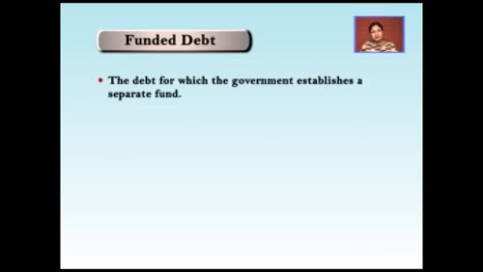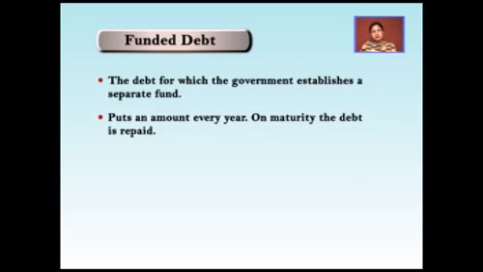The next category which comes over here is funded debt and unfunded debt. Funded debt is that in which the government establishes a separate fund to pay off the amount of the loan, that is, the principal as well as the interest. In this, every year the government deposits a specific amount of money into the fund, and on maturity the debt is repaid by the government from that amount. Funds are generally created by the government for long-term debts, say, for more than 5 years.